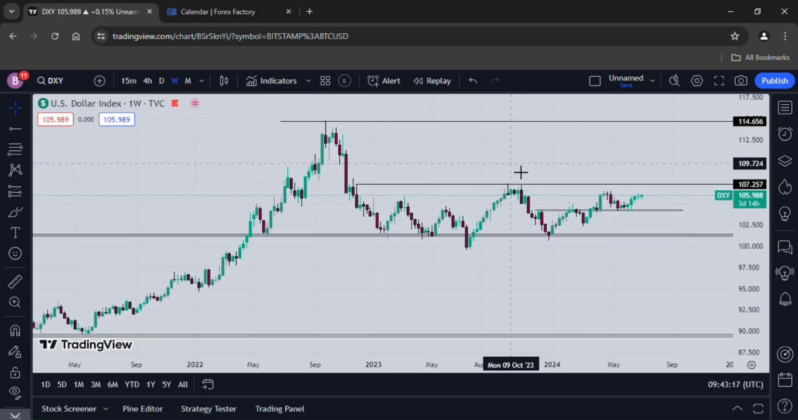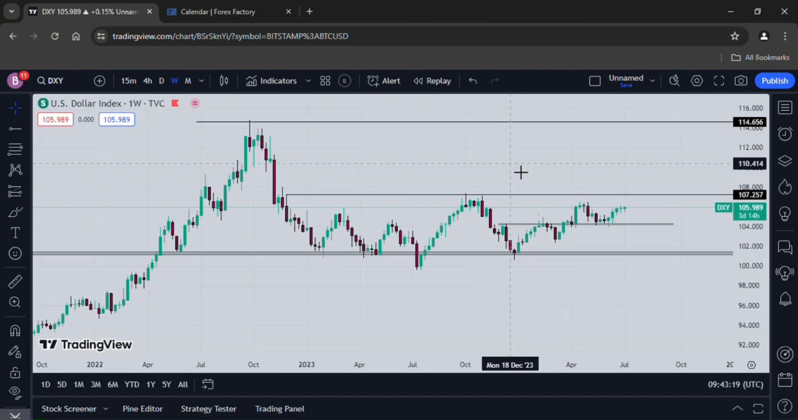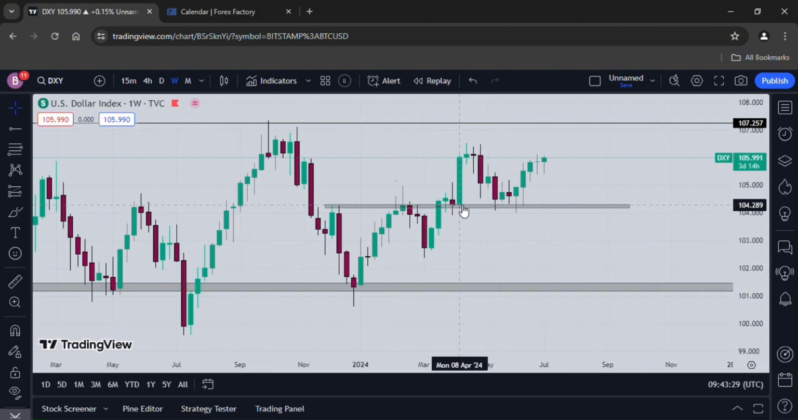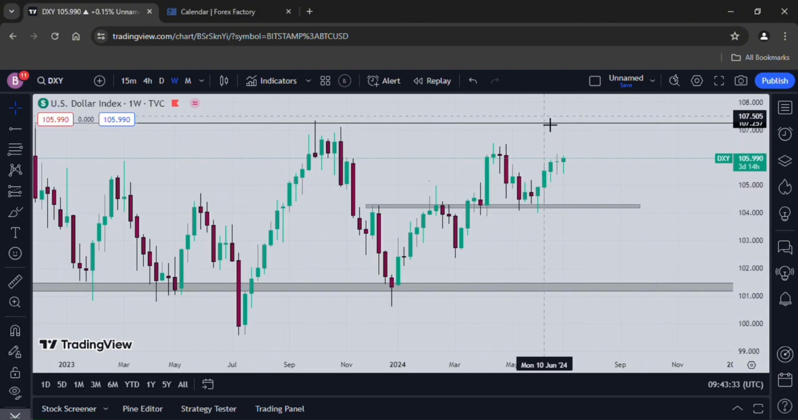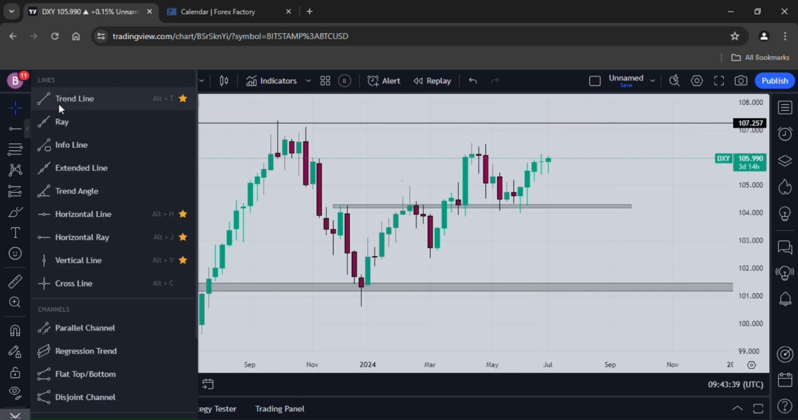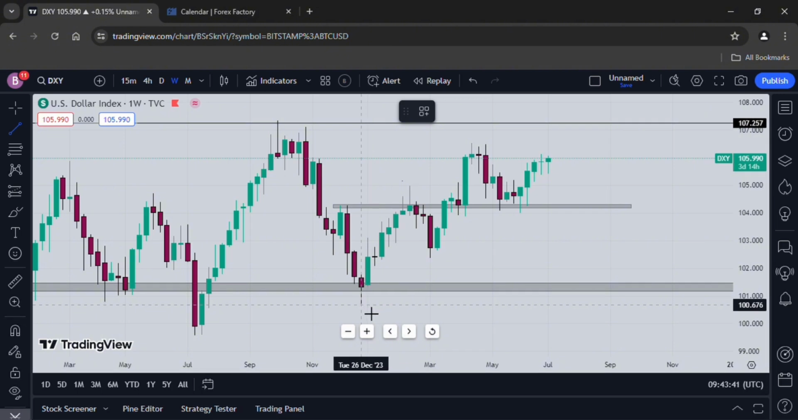Looking at the weekly time frame, let's zoom in. You can see that the market is already making a higher high, higher low, higher high, higher low. So ideally the market should come again and place a higher high. And this higher high and higher low is a sign of an uptrend. And also there's a trend line here. You connect it from the peaks to the troughs. There's a trend line here.